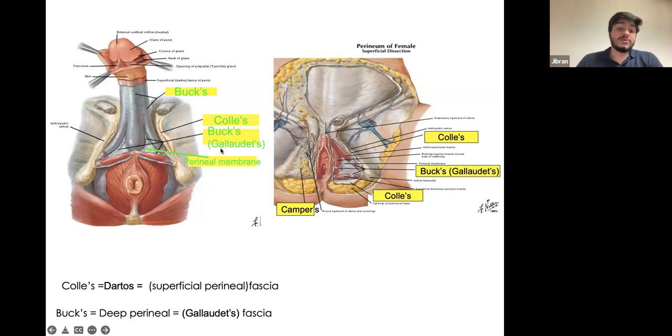Buck's fascia, by the way, is also known as the Gallaudet fascia. I have never heard this word in my life. I don't even remember Dr. Akif mentioning this word. You don't need to remember this. And then under is the perineal membrane. And these are the same structures in the females. You have Colles fascia, Buck's fascia, and the perineal membrane.